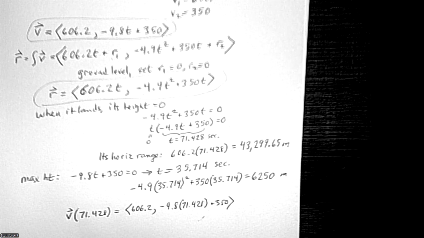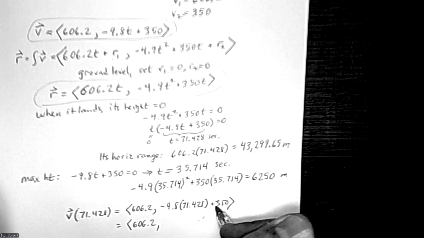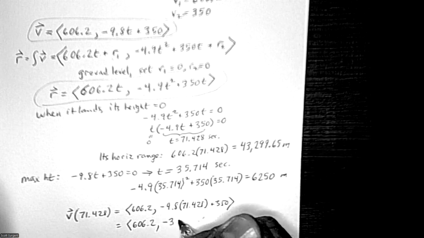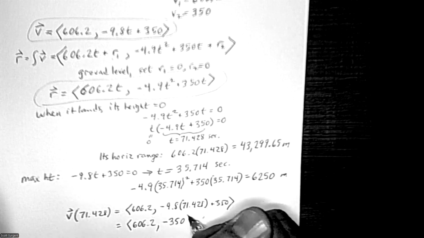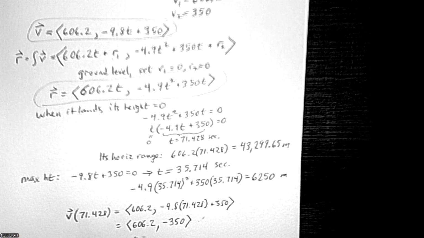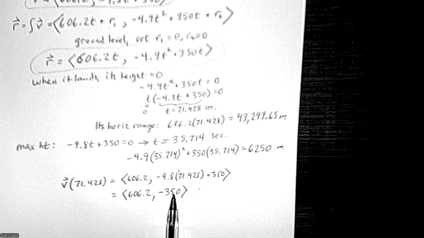Okay, it works out to be 606.2. This actually works out to be negative 350. Is that right? Yeah, that would make sense because it's coming down. All right. That's the velocity. So this is when it hits the ground. This makes sense. It's moving horizontally always at this value per second. It's coming down at this rate, negative 350 meters a second.